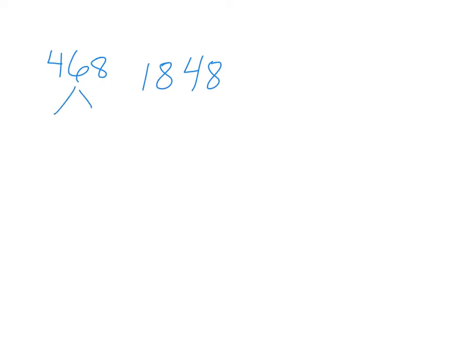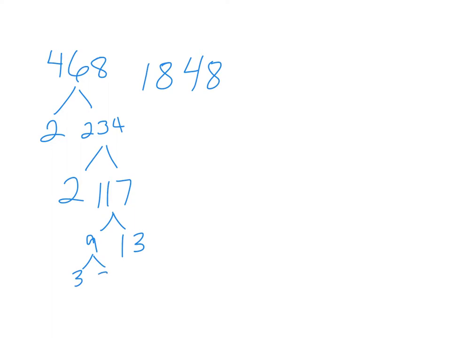So I'm going to break 468 up into 2 and 234. Then I'm going to break 234 up into 2 and 117. And I'm going to break 117 up because 7 plus 1 plus 1 is 9. This is a multiple of 9. So I'm going to break it up into 9 times 13. 9 can be broken up into 3 times 3. So I have, as the prime factorization of 468, 2 squared times 3 squared times 13.